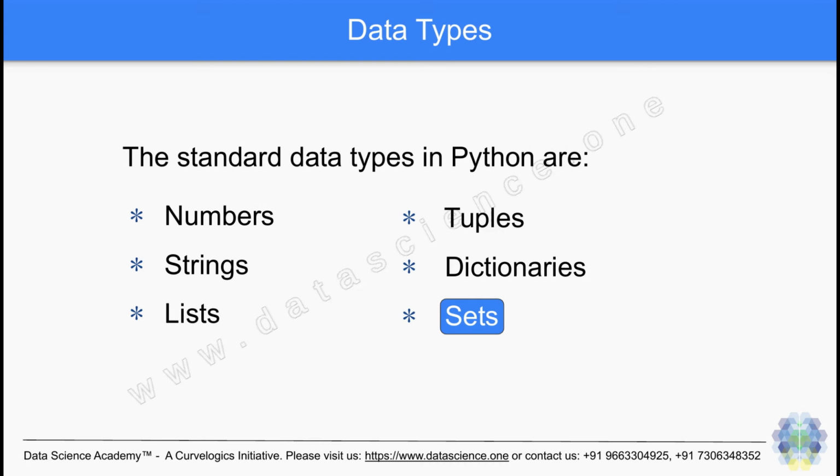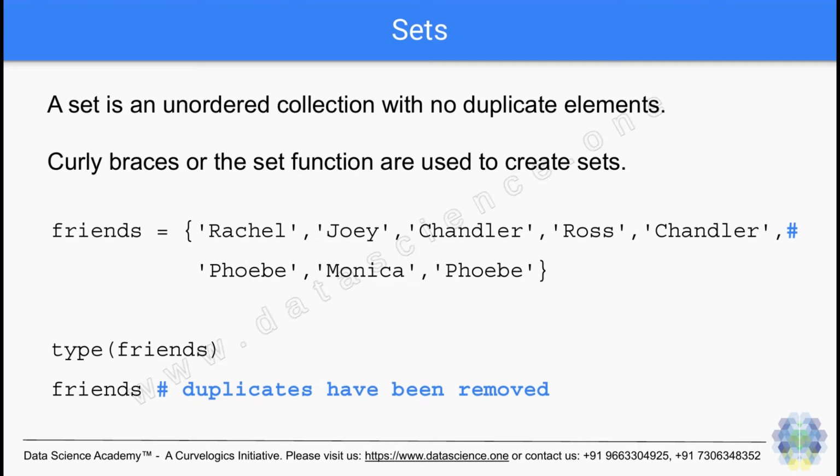Let us start by refreshing our memories of what we have learned so far about data types in Python. Data is stored and interpreted in Python as follows: numbers, strings, lists, tuples, dictionaries, and sets. We will be learning sets in this video. A set is an unordered collection with no duplicate elements. Curly braces or the set function are used to create sets.